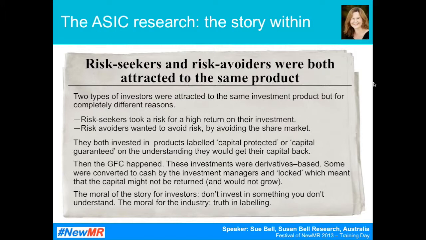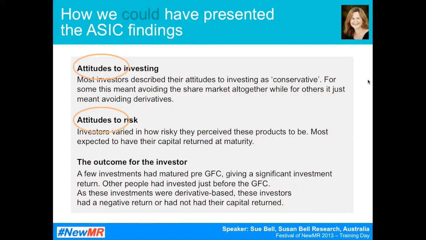Now, I think you'll probably remember something about that story, that the risk seekers and risk avoiders chose the same product. But what I could have done was to analyse the findings not about people, but about themes or about attitudes, and done it this way. So we could have analysed it and then reported it as attitudes to investing. Investors describe their attitudes as conservative, for example, attitudes to risk, and then the outcome for the investor. Everything here is exactly what I just said on the other slide, but I challenge you to remember it. It is not as memorable and as easy to understand as the first one was, and it was analysis by focusing on characters that got us there.